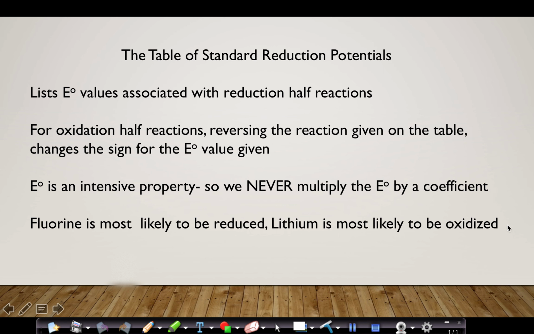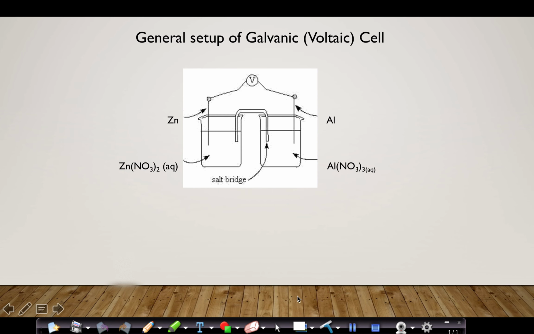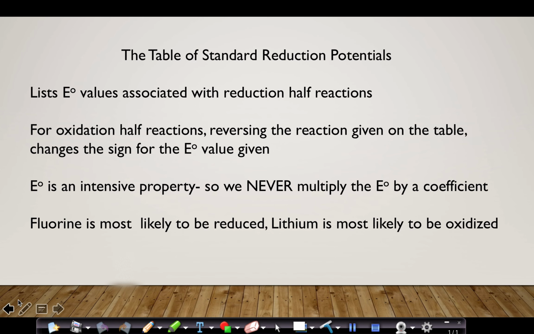And on the table, if fluorine is at the top and lithium is at the bottom, that would mean that since fluorine is most likely to be reduced, whoever is closest to fluorine on the table is more likely to be reduced.